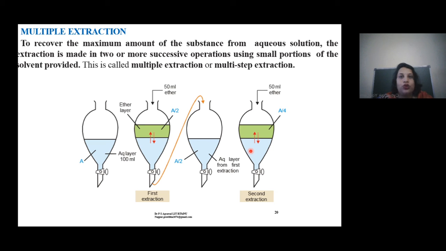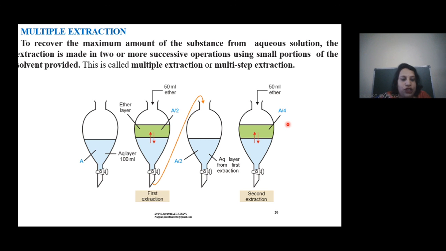It requires two or more successive operations, multi-step extraction, or it is called multiple extraction. The process of multiple extraction is carried out when, for the total amount of given solvent used in a single operation, we have to maximize that recovery. In such a process, the aqueous solution is first extracted with the solvent in the separating funnel, and the aqueous layer from which some substance has been removed is then transferred to another funnel. This is shaken with a second portion of the solvent. Similarly, the aqueous layer from the second extraction is then treated with the third portion of the solvent, and this goes on repeatedly.